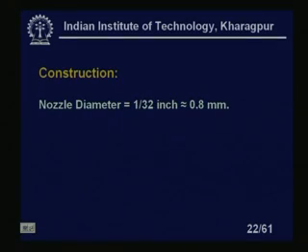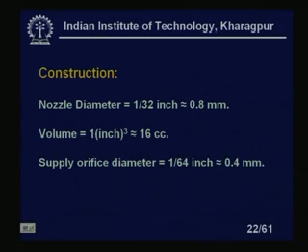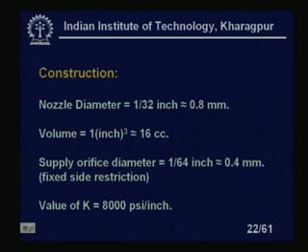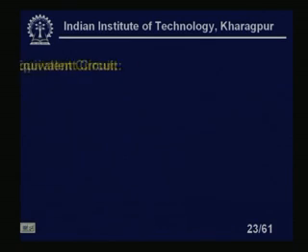Construction. Nozzle diameter is typically 1 by 32 inch, which is 0.8 millimeter. Volume is 1 inch cube, which is around 16 cc, quite small. Supply orifice diameter is 1 by 64th inch or 0.4 millimeter, which is called the fixed side restriction. The value of K is typically 8000 psi per inch, because this gives you the static sensitivity.